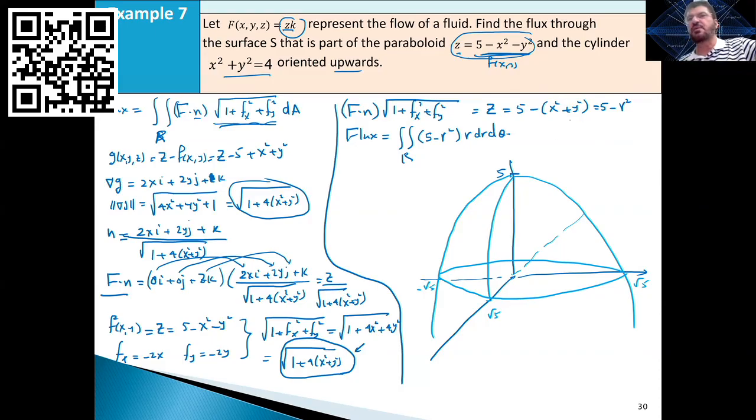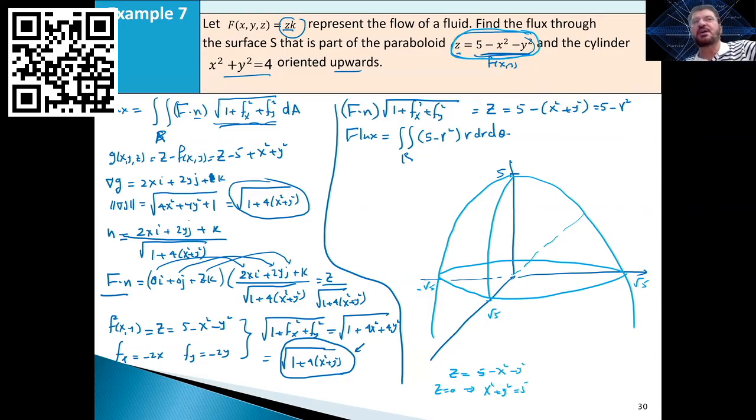How did I get this one, by the way? This is our z. This is what I'm trying to graph, right? So you have z equal 5 minus x squared minus y squared. First, you let z equal to 0. So what do we get? We get x squared plus y squared equal to 5, isn't it? This is a circle of radius root 5. Here it is. I graphed it in the xy plane.